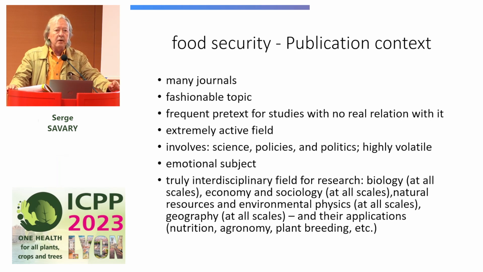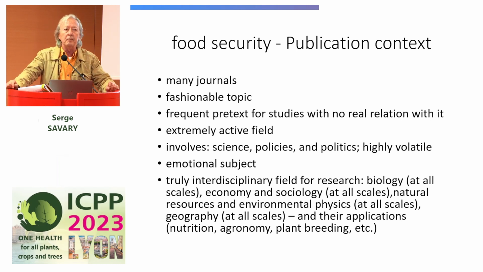The theme of food security, despite the decreasing number of persons in the room, is a fashionable topic. People like to write food security in their manuscript, somehow. But it's often a pretext, let's face it. Aside from that, it is an extremely active field, as I said, with sociologists, economists, agronomists, but not so much among the plant pathologists in reality. And that's because it's involving science, but also policies and politics. It's a very volatile subject.